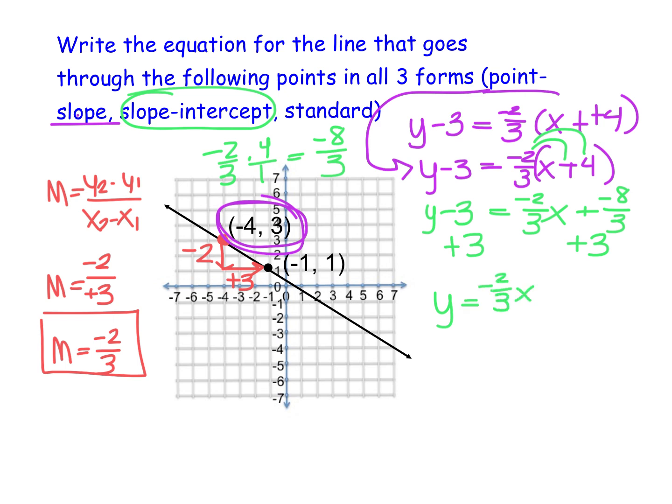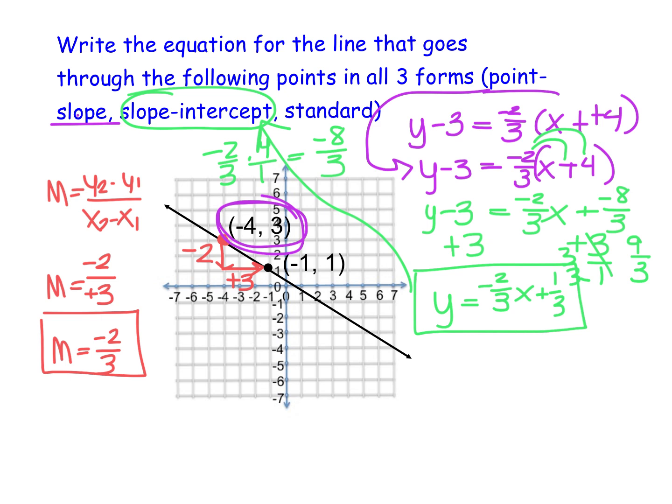And then I have negative 8/3 plus 3. So that could be 3 over 1. We need a common denominator. So if we multiply everything by 3, that's really 9 over 3. So that's negative 8/3 plus 9/3. So here we really have negative 2/3 x plus 1/3. So that is my slope intercept form.